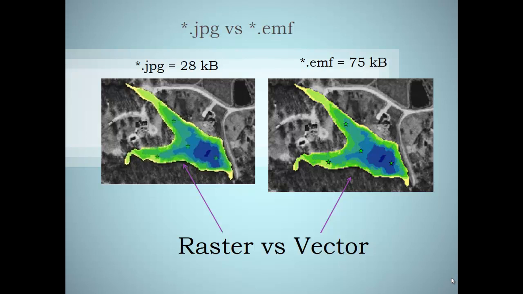The enhanced metafile is a vector type of image, which means that instead of using pixels to draw the image, it uses mathematical equations to draw the image. And this allows it to scale to any scale and still look good. It's just a bigger file. So that's the difference between these two. There are other types of images that you can save, but these are the two you're most likely to use.